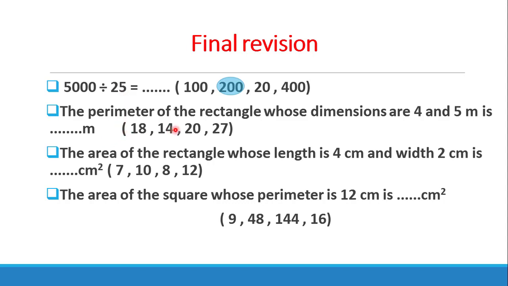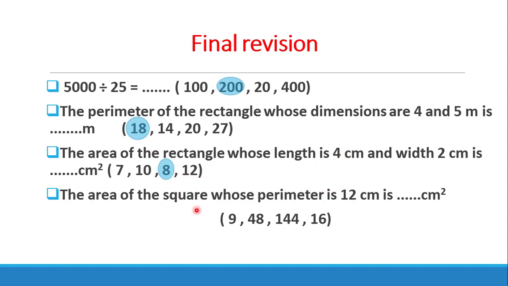The perimeter of a rectangle whose dimensions are 4 and 5. Perimeter of rectangle: length plus width times 2. So I'll add 4 plus 5, 9. 9 times 2 equals 18. The area of the rectangle whose length is 4 and width 2. Area of rectangle means length times width. So I multiply 4 times 2 equals 8. Again, the perimeter of rectangle is length plus width times 2, and the area of rectangle is length times width.